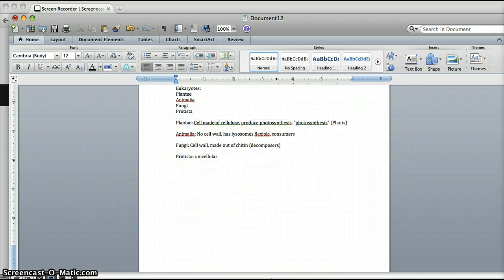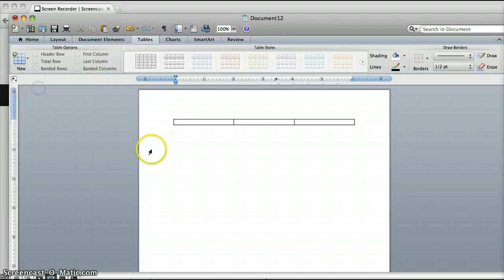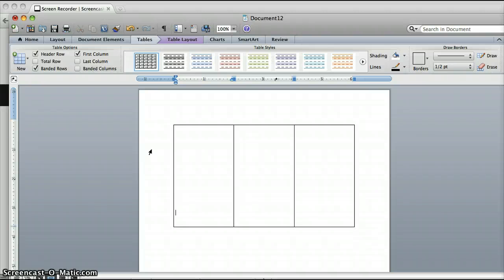Alright, now we're going to take a look at the differences between prokaryotes and eukaryotes. Okay, so we're going to go ahead and draw three tables out here. Now, this first table we're going to label prokaryote. Then we're going to name this next one eukaryote.